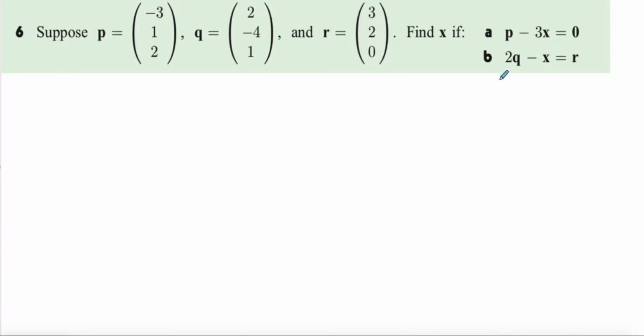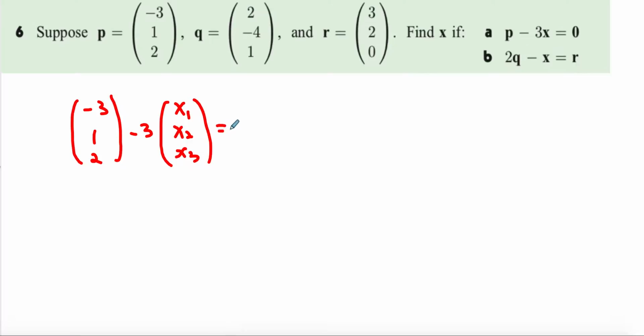Number 6. So they want us to find x if p minus 3 times x is equal to 0. Then we realize that in this case, -3, 1, 2, minus 3 times x of 1, x of 2, x of 3 has to be equal to 0. Of course, I understand one thing we can do is simply divide each component by -3, but this will be the equation which we can write to find that value.